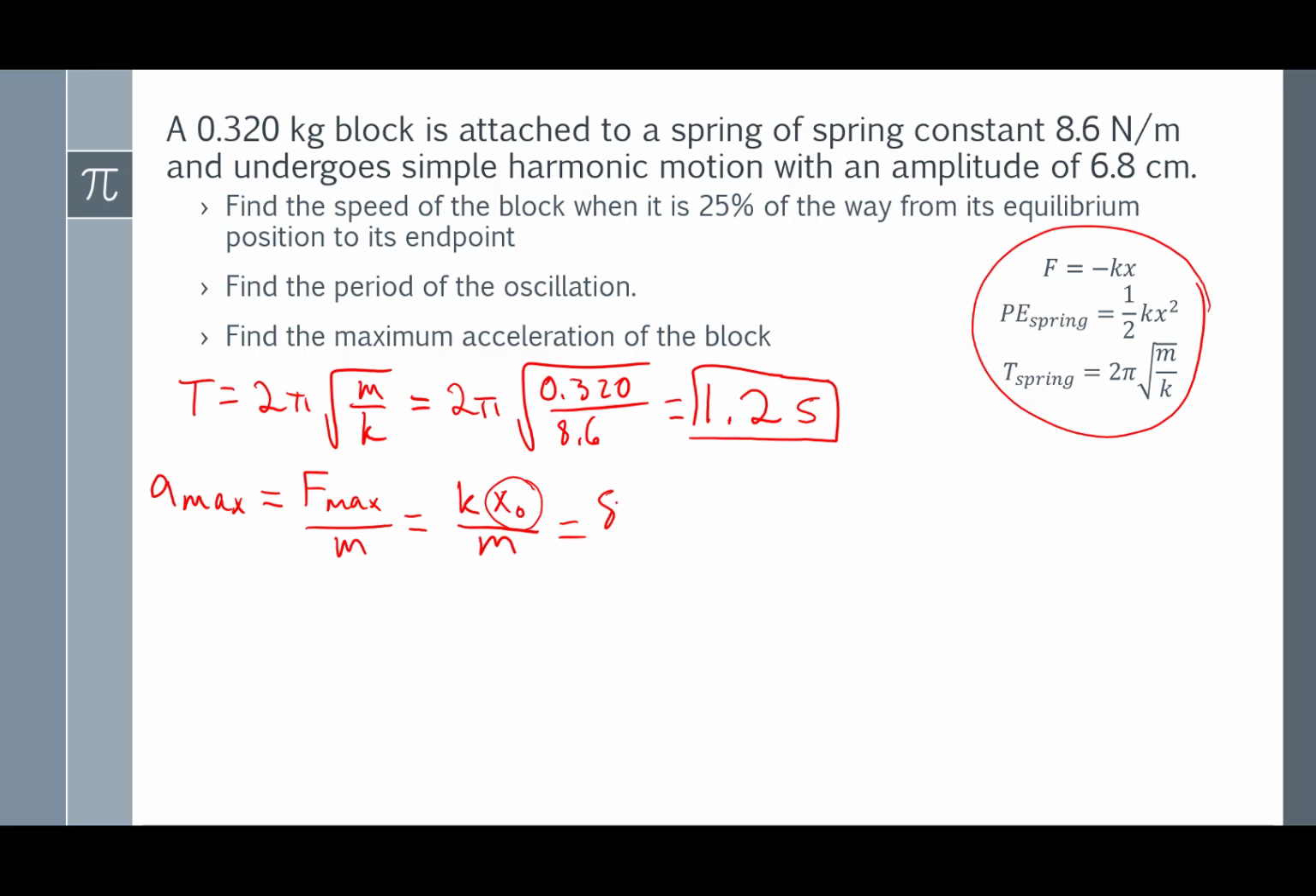So we plug in our numbers, we get 8.6 newtons per meter times x naught, I need to convert that to meters, so it's 0.068 meters, divided by the mass, 0.320 kilograms. And we're going to get our answer in units of meters per second squared. 8.6 times 0.068 divided by 0.320 is 1.83, or to 2 sig figs, 1.8 meters per second squared.